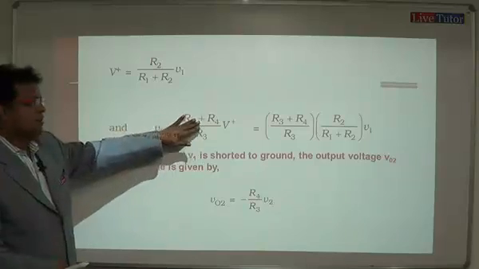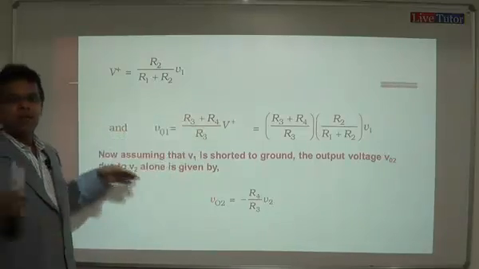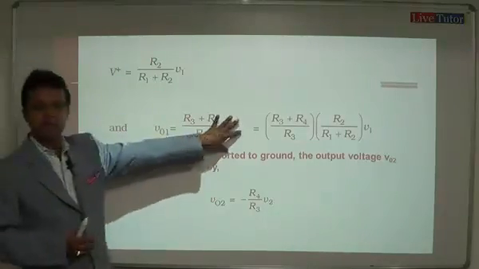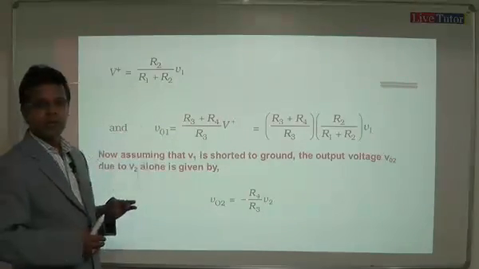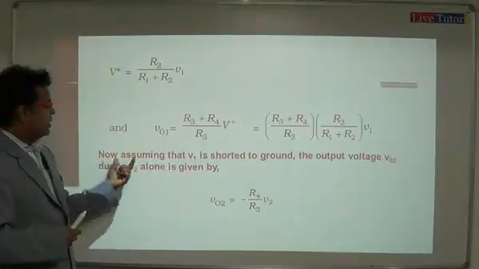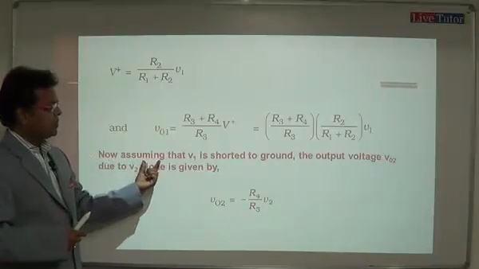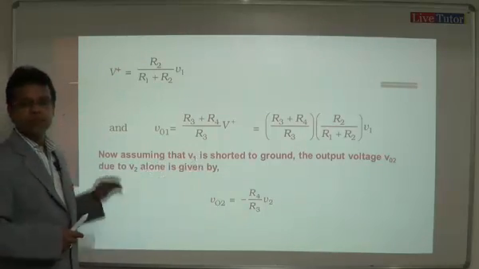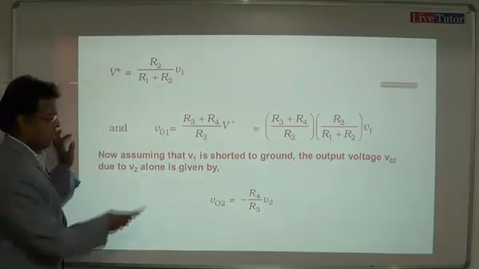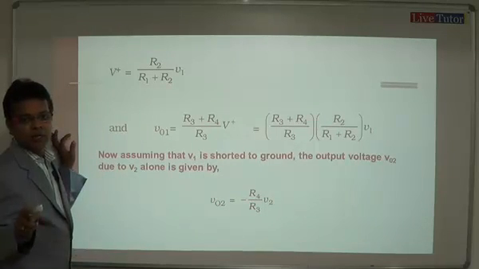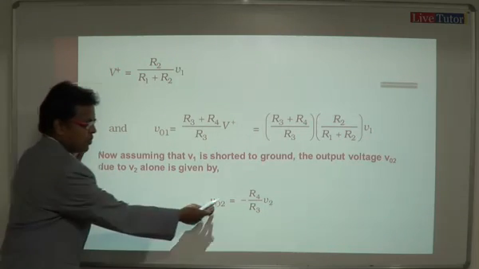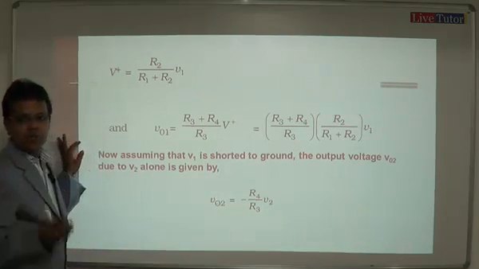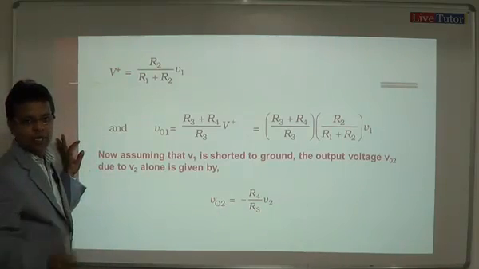This is the superposition principle. Going into the detail is a much bigger derivation, so just remember it. You have to write this only by memorizing, there is no other go. Now we are going to assume that V1 is shorted. Previously V1 was shorted to the ground. We saw the output voltage V01, now we see V02, that is the output voltage due to the second input voltage.